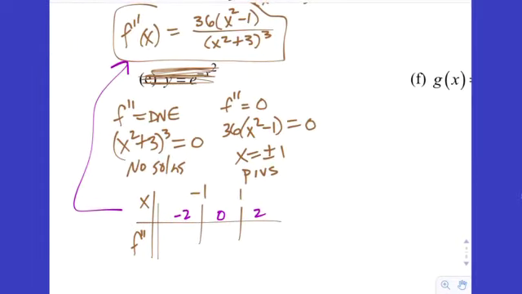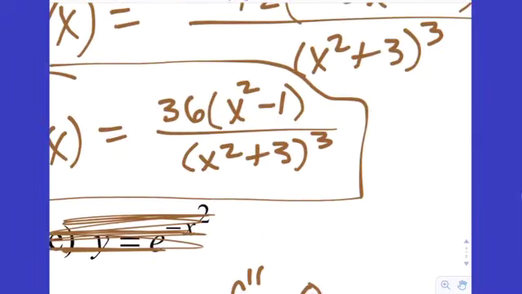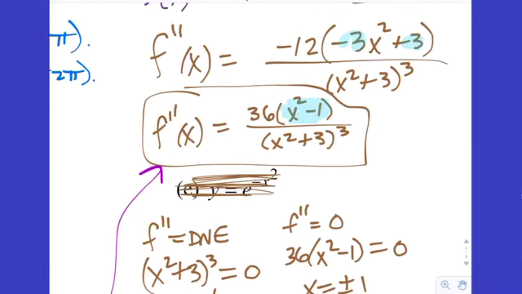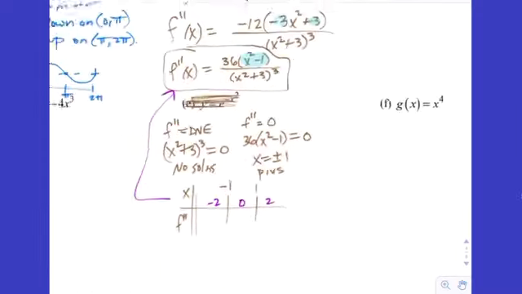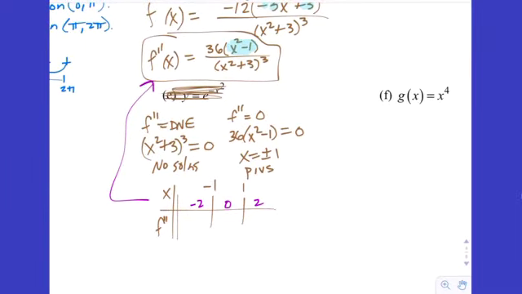What do you know about the denominator? It's always positive. Yeah, so you don't even need to bother plugging in there. 36 is always positive in the top. So really the sign of the second derivative is determined exclusively by x squared minus 1. But when in doubt, go ahead and just plug it into everything. But sometimes it's faster if you can make those associations. So when you plug in a negative 2 for x, you're going to get a positive number. When you plug in a 0, you get a negative. When you plug in a 2, you get a positive.